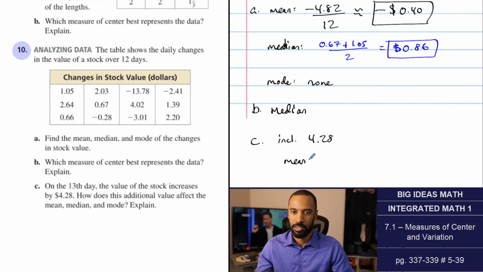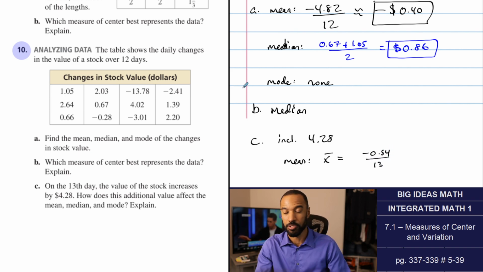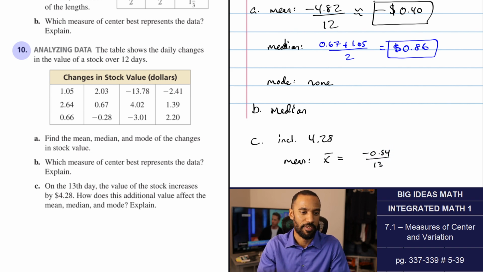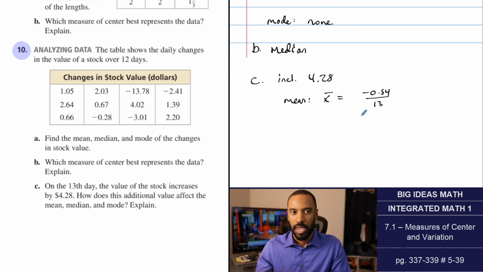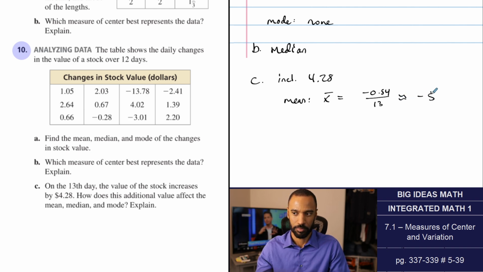So the mean is now negative 54 cents divided by, now there are 13 values. So I divide that by 13, or 13 days, I should say. It's around negative 4 cents on average. Per day. On a per day average, it's around negative 4 cents.